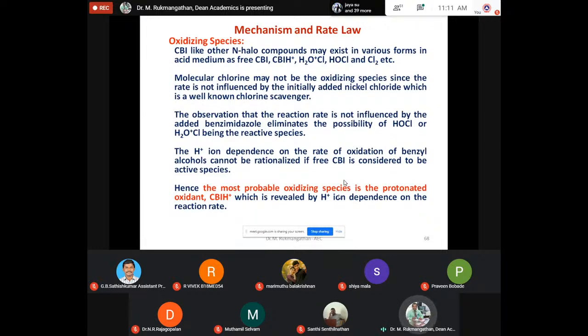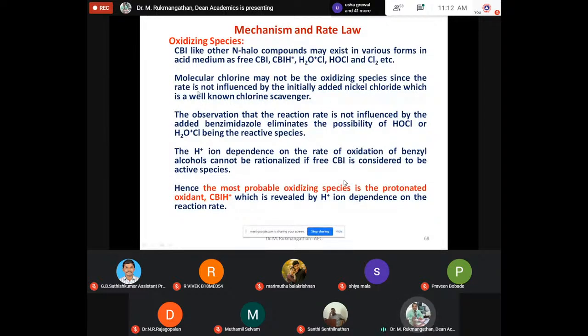The reaction mechanism will take at least 10 pages, but I have given only about one page. These are the possible various oxidizing species. Our oxidant is CBI. When it is dissolved in any acid medium, there may be the formation of these oxidizing species. We have to find out which of these five oxidizing species is going to be involved in our reaction mechanism, so we have to rule them out one by one.